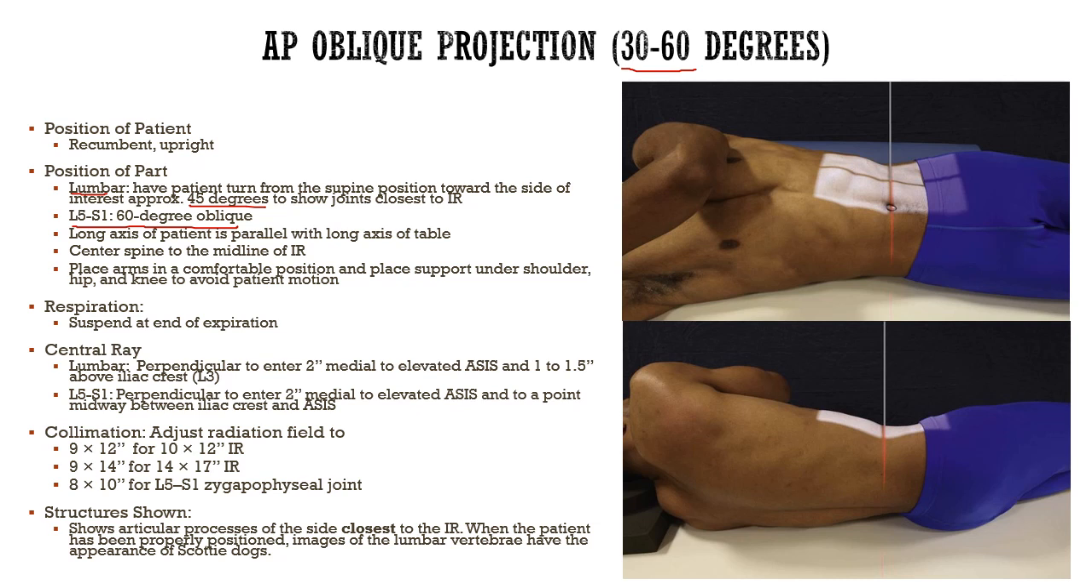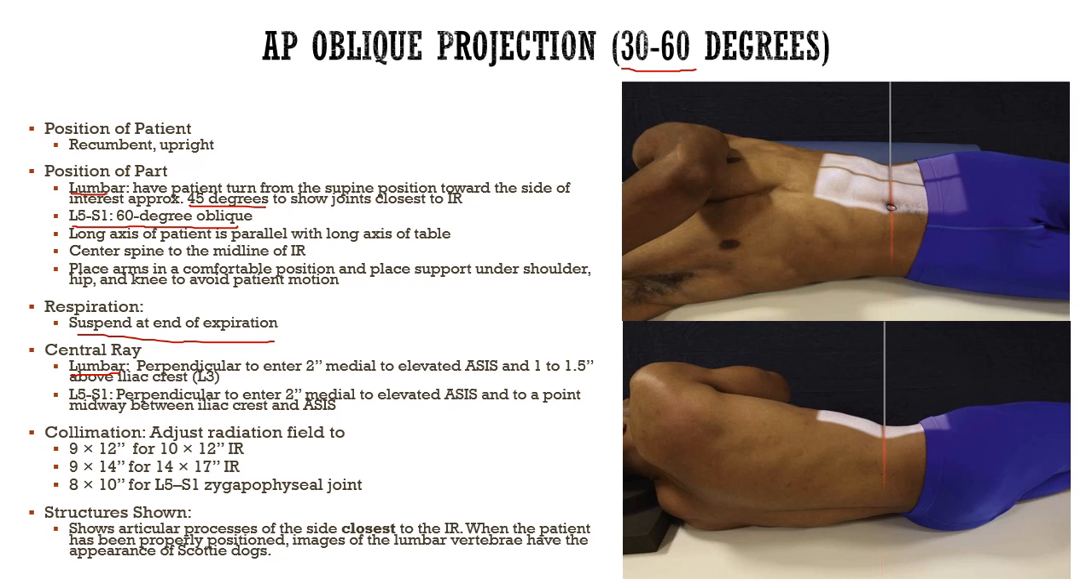The arm should be in a comfortable position, and place the support under the shoulder, the hip, and the knee to prevent patient motion. We should have a sponge beneath the patient in this case. We want to suspend at the end of expiration, and for the lumbar spine, we want to direct the beam perpendicular 2 inches medial to the elevated ASIS and 1 to 1.5 inches above the iliac crest at the level of L3. If you're performing this for just L5-S1, which is rather rare, you perform this still 2 inches medial to the elevated ASIS, but you're going to go midline between the iliac crest and the ASIS this time.